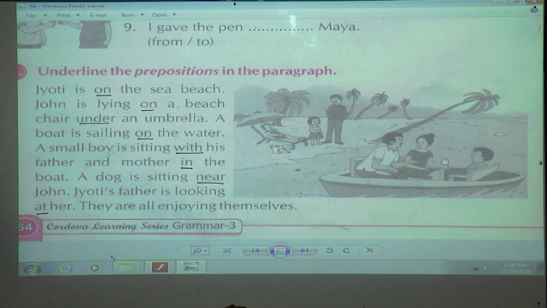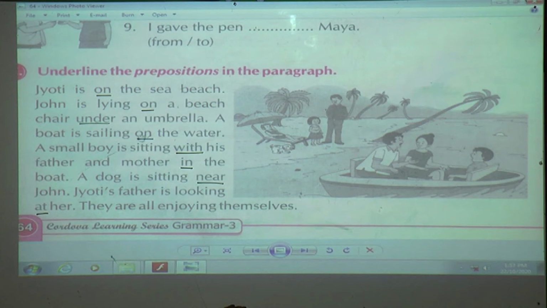Understood, students? Okay. Till here we have finished our prepositions in the paragraph. If you want, again I'll read. You just check. Jyoti is on the sea beach. John is lying on, can you see John? On a beach chair under an umbrella. So you will get like this chair near the beaches.